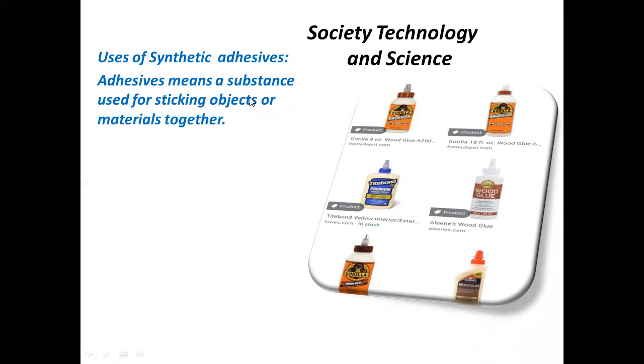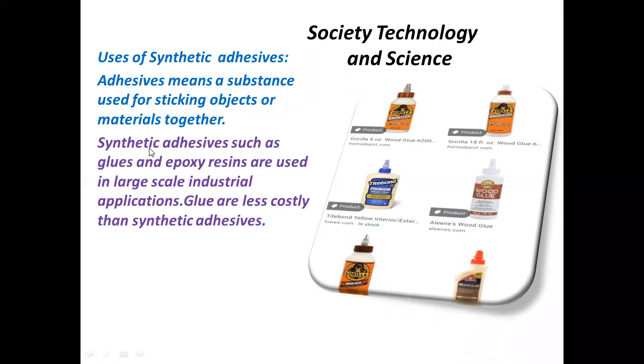If we want to stick two materials together or join two materials together, then what do we use? We use glues. What are glues? Glues are adhesives. So adhesive means substances which are used for sticking objects or materials together. We have synthetic adhesives, which we prepare in industry, for example glues. Epoxy resins are used in large-scale industrial applications.